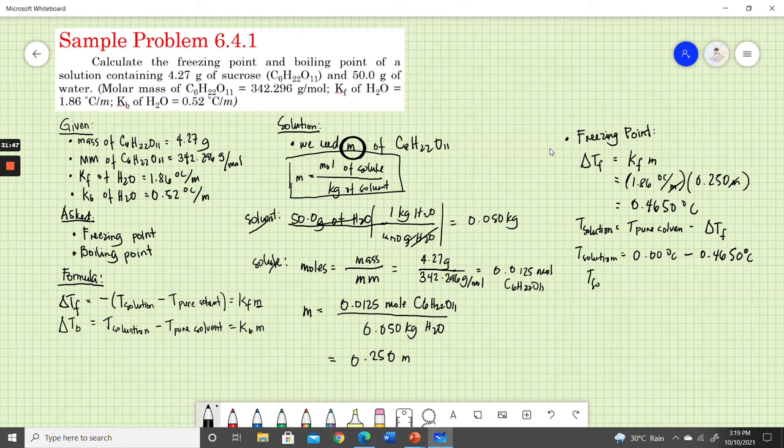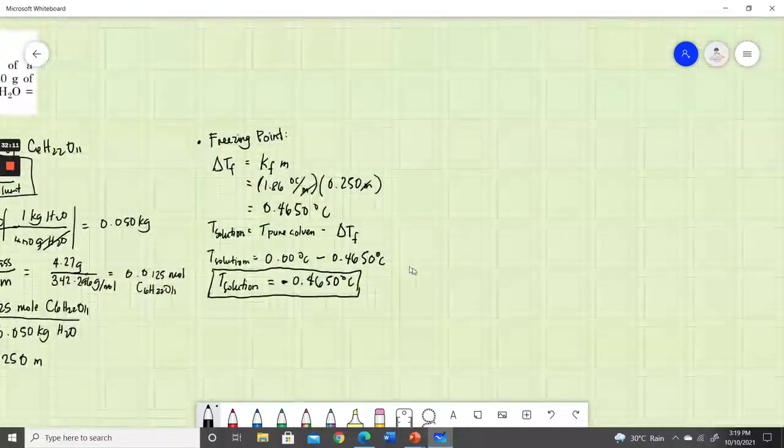So the temperature of your solution ngayon, which is the combination of the sugar, the sucrose, and the water, is equal to negative 0.4650 degrees Celsius. So this is your new freezing point. This is the temperature that you need to freeze your solution. Okay, so let's go to solving the boiling point.